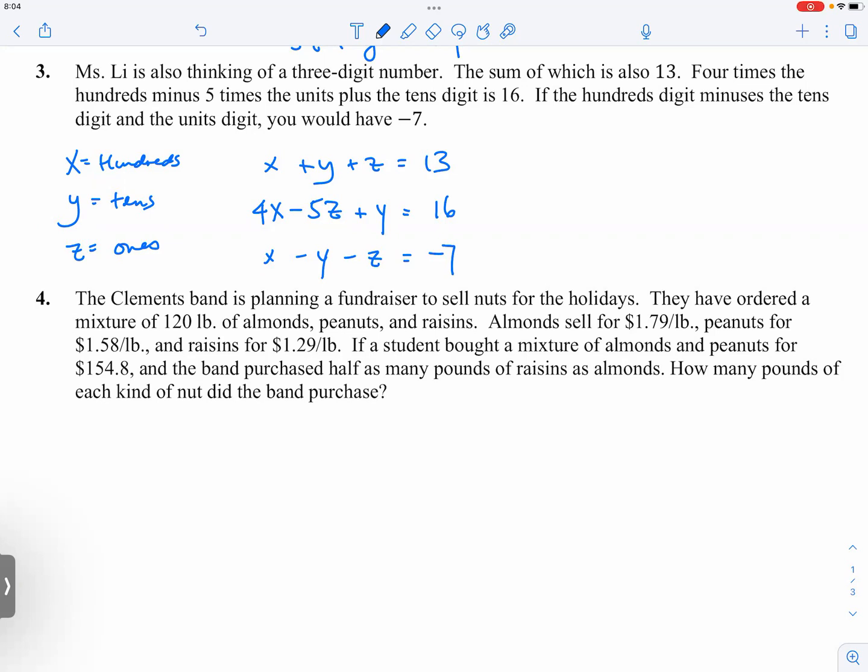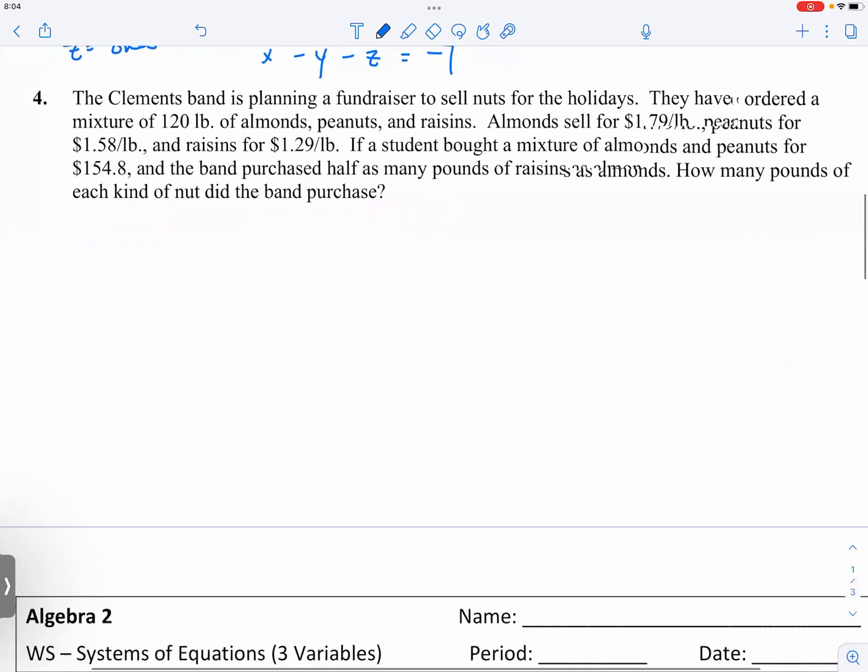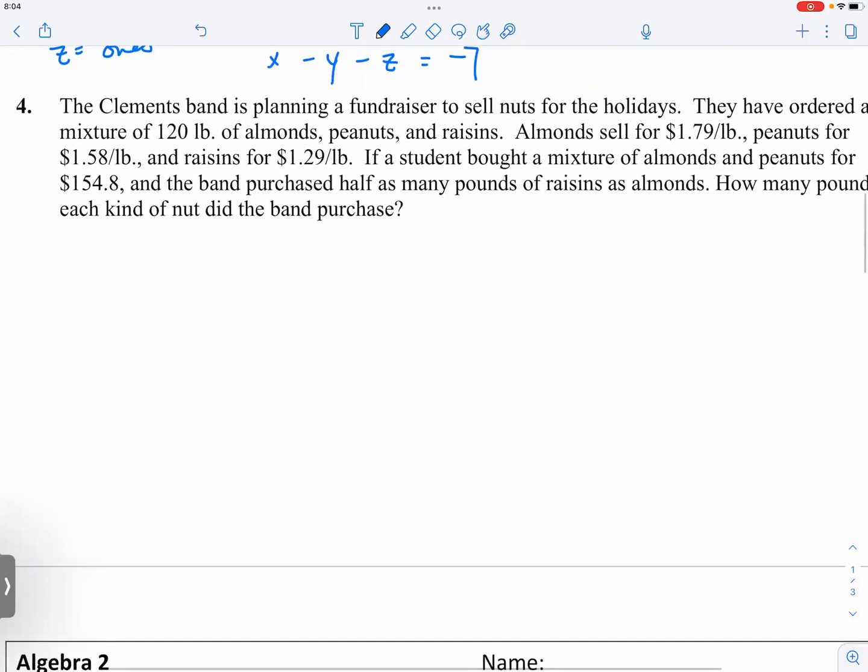So first, how many variables are there? 3. All right, so we're gonna write down which 3. So what are those 3 variables? X is what? Yes, you can say something about almonds, but we have to be very specific. The number of pounds of almonds.